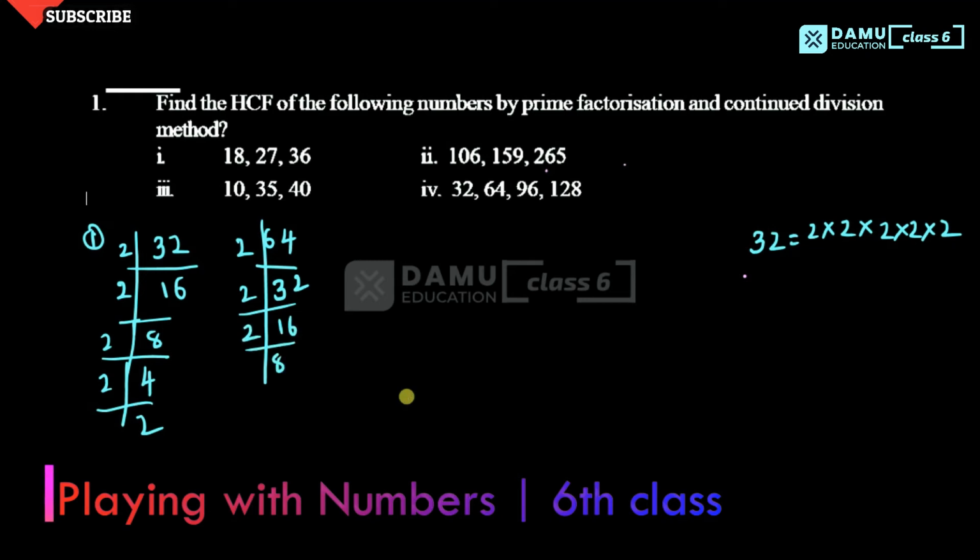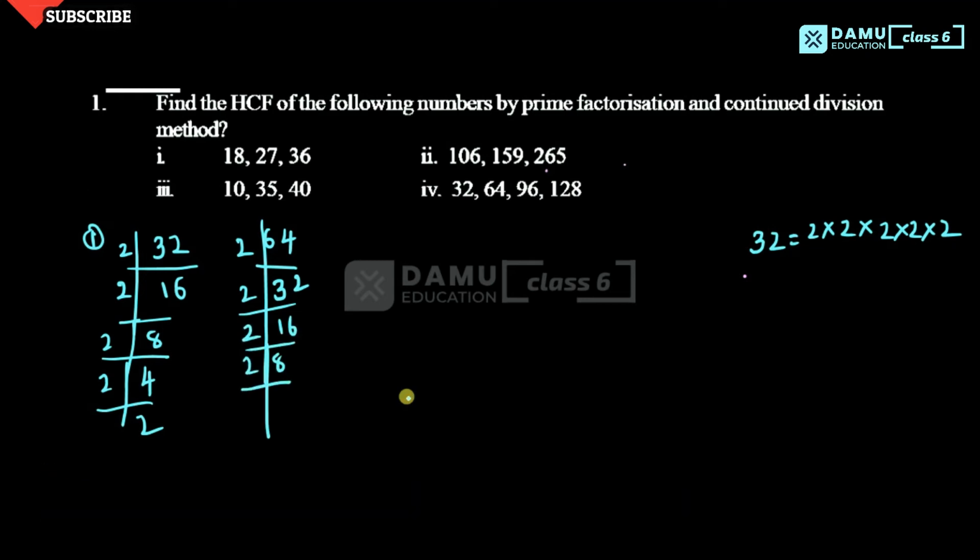So as I told, 2 4s are 8, then 2 2s are 4. So for 64 we'll have one more 2 extra. So 2 into 2 into 2, 2 into 2 into 2. So how many 2's are there? 6 2's.